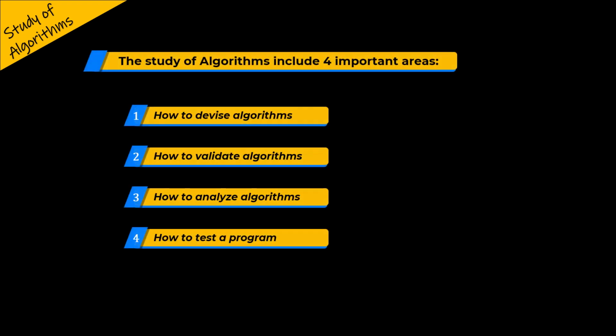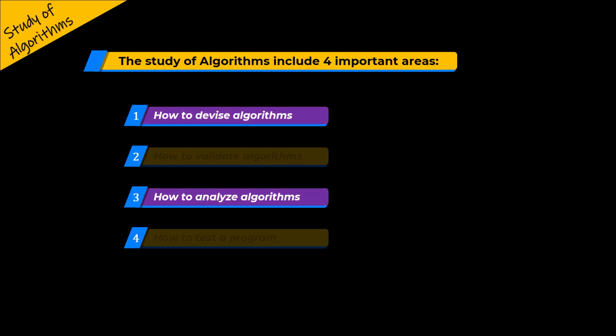So these are the four main areas of study of algorithms. Now, as far as the subject of algorithms is concerned, we will be focusing on the design and analysis of algorithms. That is the first study of how to devise or develop or design algorithms, and the third study of how to analyze algorithms.